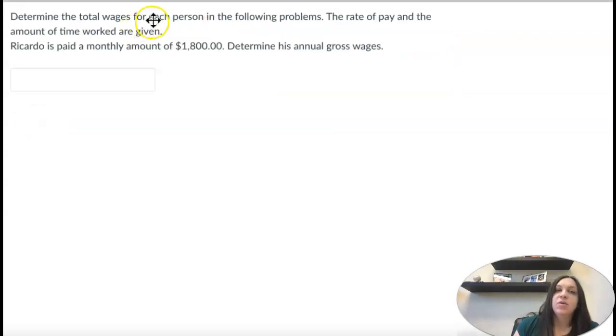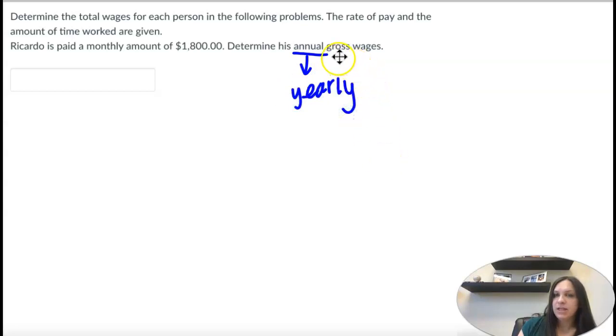Okay, determine the total wages for each person in the following problems. The rate of pay and the amount of time worked are given. Ricardo is paid a monthly amount of $1,800. Determine his annual gross wages. So annual means yearly. And again, gross wages means pre-tax.